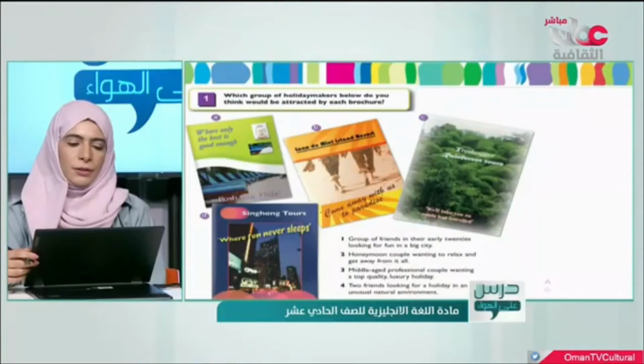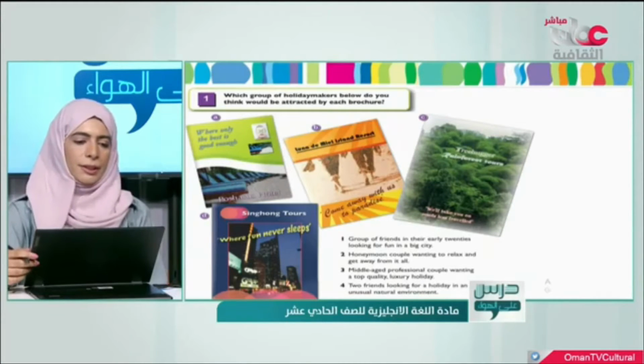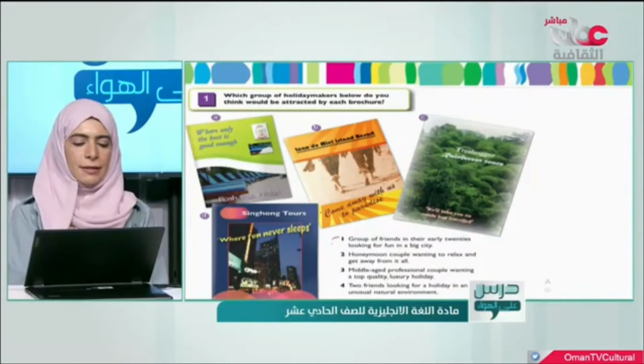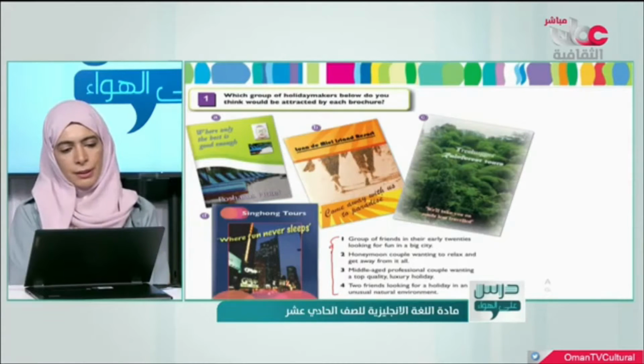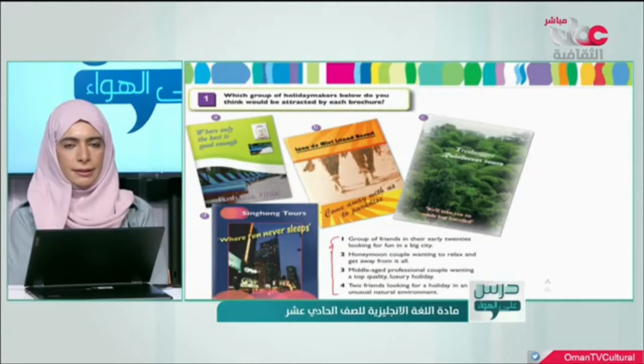To start with, let's highlight task number 1 of the coursebook, in which we have 4 posters or 4 brochures. Let us read the instructions. Which group of holiday makers below do you think would be attracted by each brochure? And at the bottom of the page, as you can see here, we have 4 description statements that describe the brochures A, B, C, and D. You are supposed to match the covers or the brochures to the statements using the language highlighted in the titles and the language used in the statements.